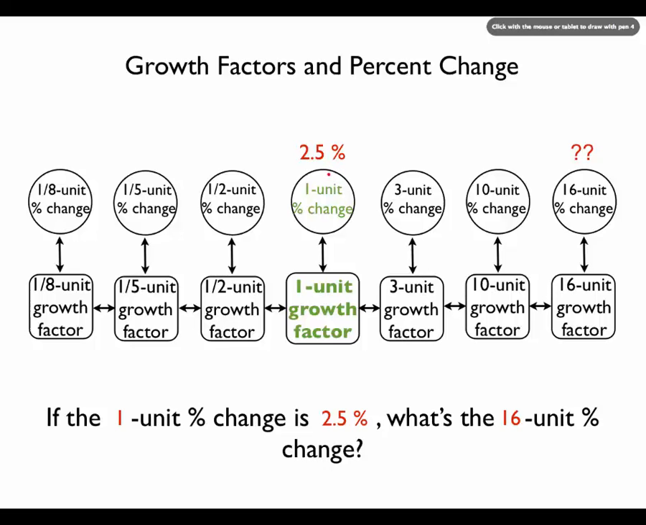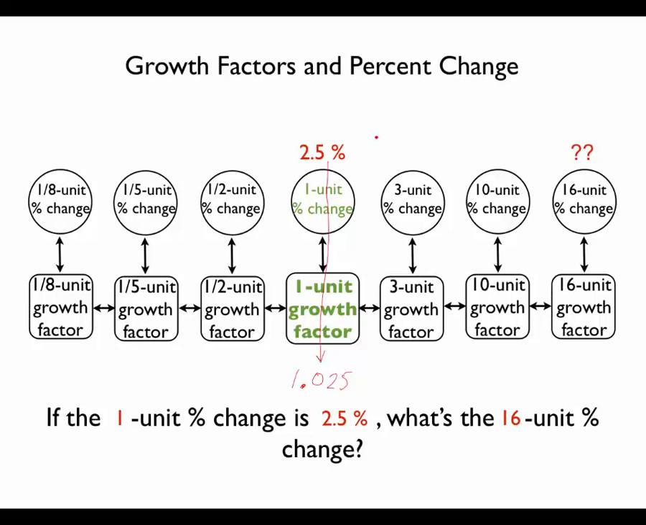Freddie? Multiply by what? No. Yeah. Subtract 1 and divide by 100 to get your growth factor. Okay, so we want to find the 1 unit growth factor. And then you get 0.35? 0.035? No, I think you didn't get the right growth factor there. So if our 1 unit percent change is 2.5%, what's the 1 unit growth factor? Nathan? 1.025. That's an increase, right? So that's 2.5% increase.